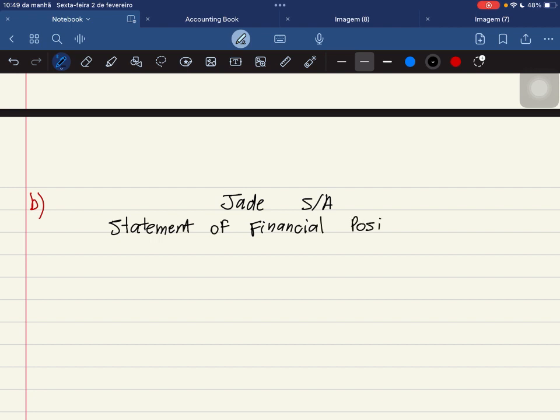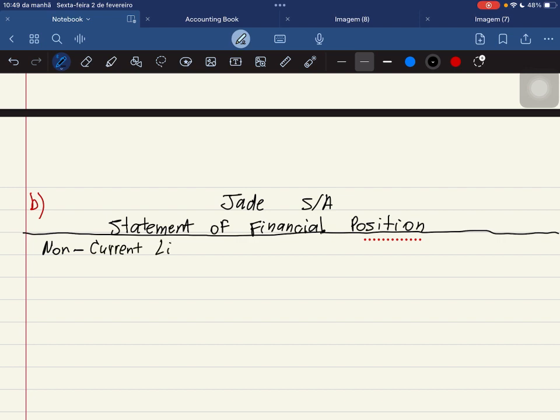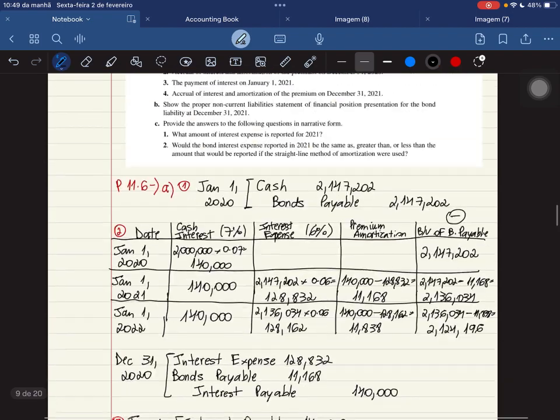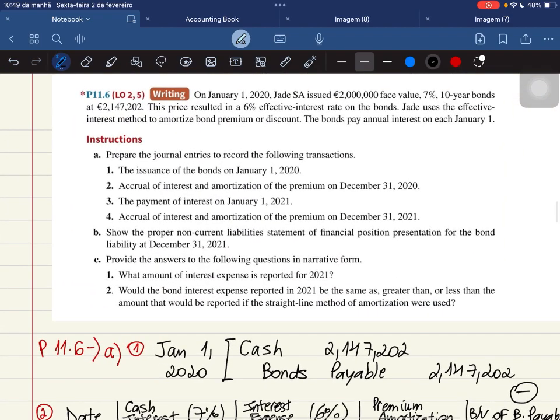The statement of financial position is the one that has all of the assets, liabilities, and equity general numbers. But in this case, since we're just dealing with the bonds, they just ask us to do the liabilities part. Actually, more specifically, the non-current liabilities, because bonds payable are actually non-current liabilities because they take longer to be paid. Okay, and what do they want to know again? The proper non-current liabilities statement for the bond at December 31st of 2021.